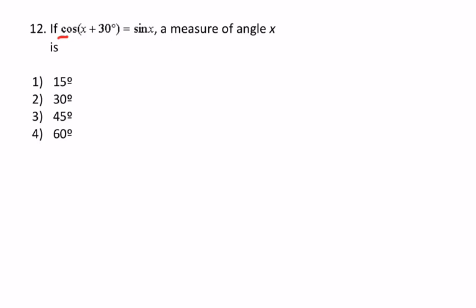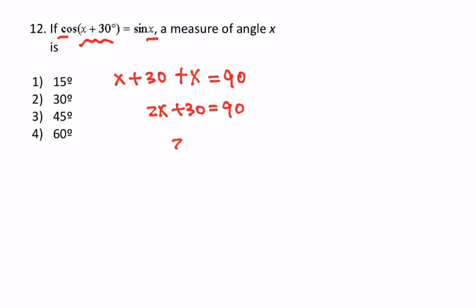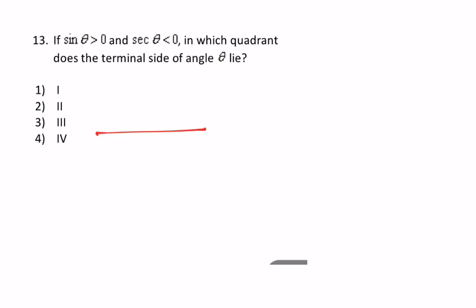Number 12, once again, co-functions here. When you add up those two, it should be equal to 90, and that's what I'm doing here. Then we realize that 2x plus 30 must be equal to 90. Then x must be equal to 30. All right, very nice.